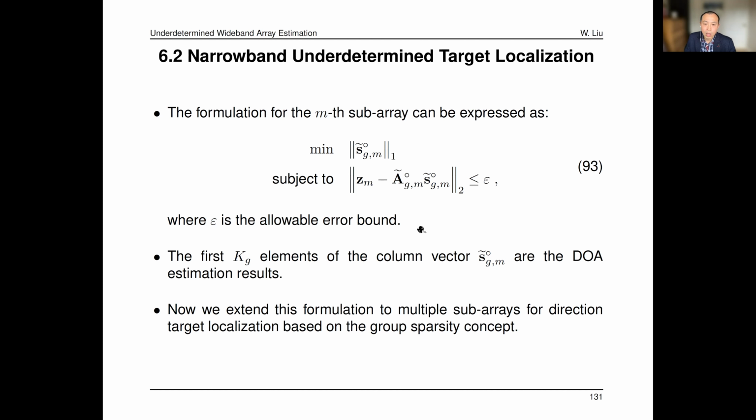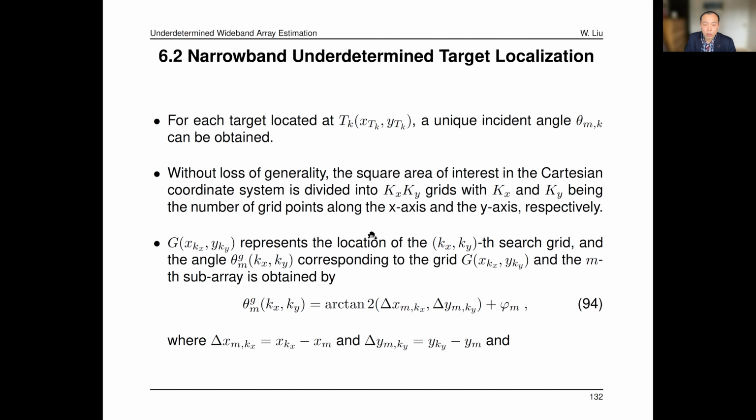But here I say we can find the location directly. We don't find this angle first. We find the location directly. To do that, we just use this group sparsity concept. So apply this again, but apply it across the available subarrays, not across different frequencies. That's the novel part of this method.